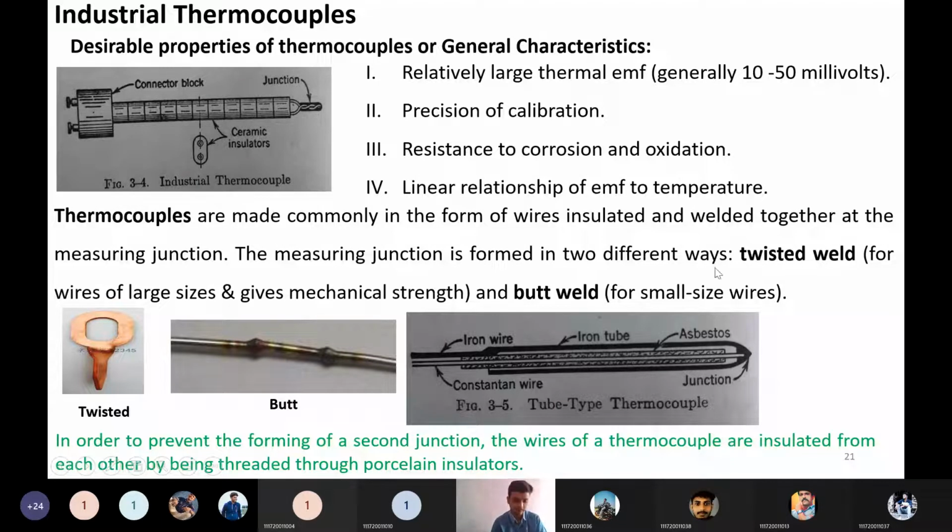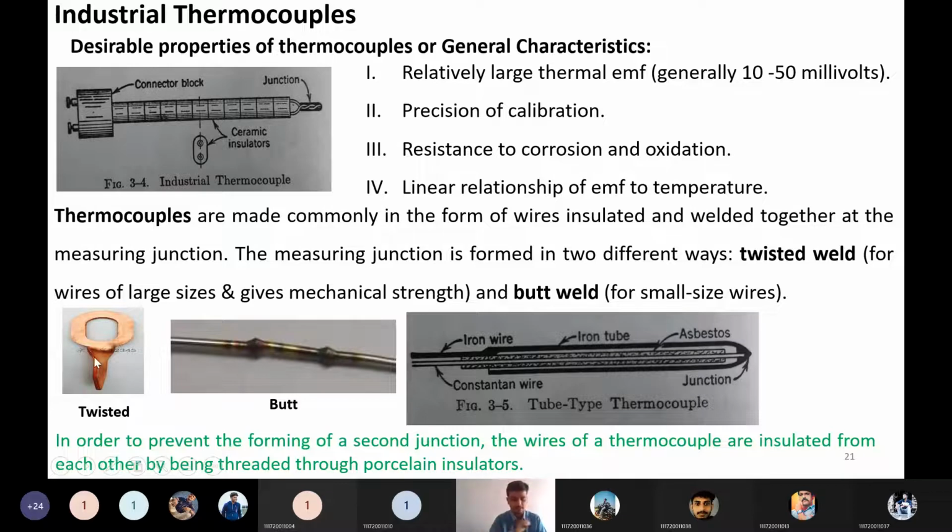So the twisted welding is made just by joining the two wires and rotating them with several turns. Okay, like this. So they will be rotated with several turns like this. So that is a twisted weld. The shape of the junction after the welding remains more or less the same. The shape will not change much. So the twisted weld is made with wires of larger size and also gives good mechanical strength. Because of this advantage, good mechanical strength, and also it can be used with large wires, we just have to join them and twist them. That's the reason behind the wide use of twisted welding.